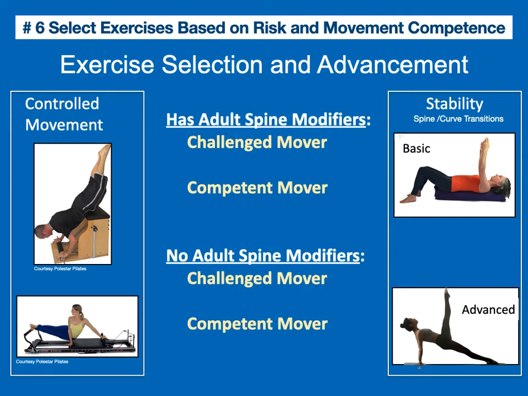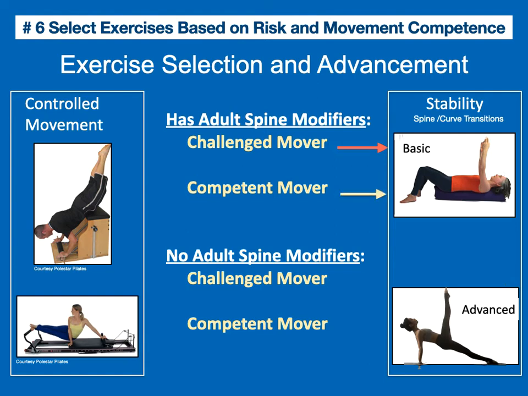Exercise selection should be based first on your risk factors due to the presence of adult spine modifiers, and then on your movement competence. If you have adult spine modifiers and are a challenged mover, then prioritize basic spine and curve stability exercises. Having spine modifiers is a risk factor, especially if you have a lumbar curve due to the instability at the lumbosacral junctional curve, which has been described in previous tips.